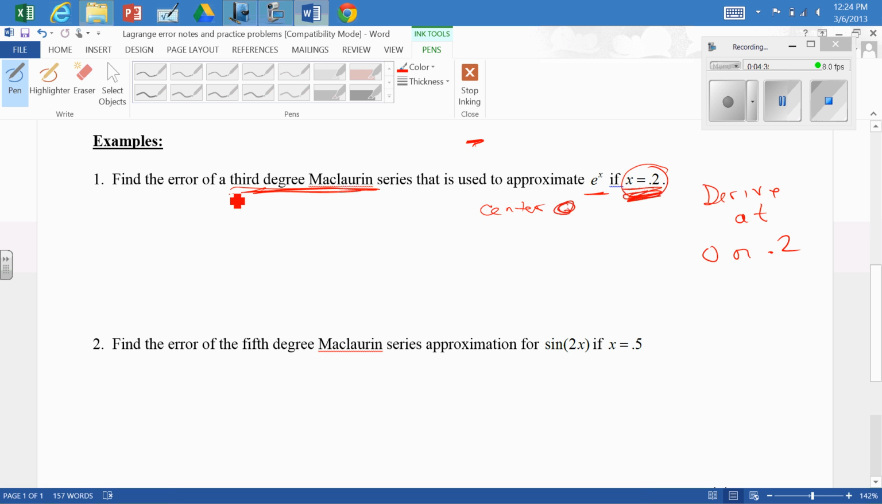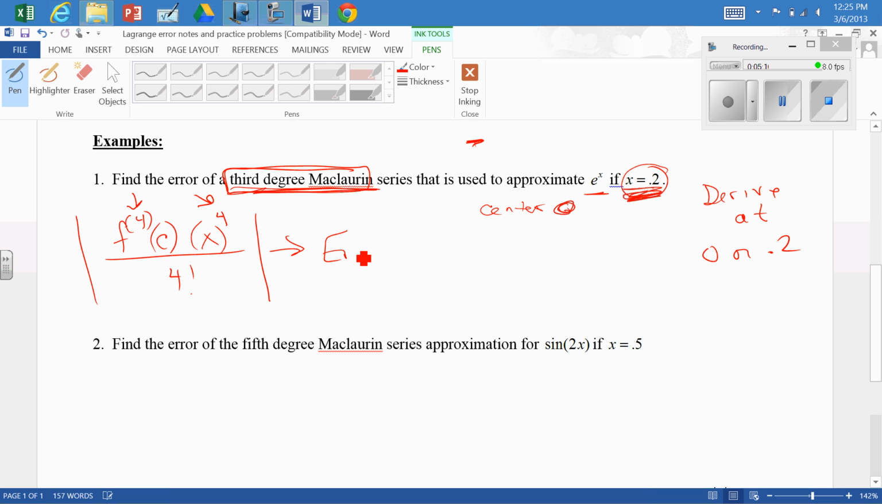We're using a third degree Maclaurin series to approximate it, so we have to go to the 4th derivative, f4, of some value. We're going to either use 0 or 0.2, and then we're going to multiply that times x to the 4th. Remember, the 4, 4, and then over 4 factorial. That's going to be how we figure out what our error is. This guy is going to give us our error. Well, actually, our error is going to be less than that value.